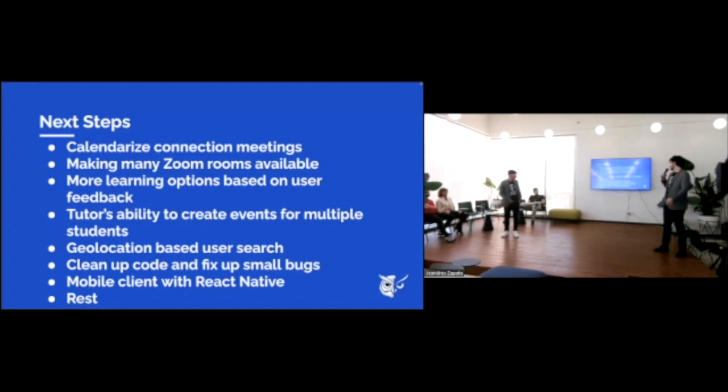We want to clean up the code and fix small bugs. For example, in the tutor profile page, if you try to update all 4 fields at the same time, it doesn't do anything. You need to do two at a time or 1 at a time, and it works. But 4 at a time, it doesn't work. It's usable, but not perfect.